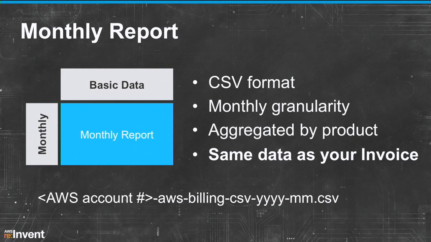The monthly report is in the comma-separated value format that's very easy to import into Excel or process using a script. It has monthly granularity. It's aggregated by product, for example, EC2 or S3, and it's the same data as your bill. It's just easier to consume.